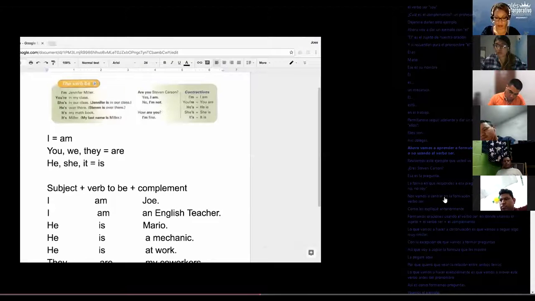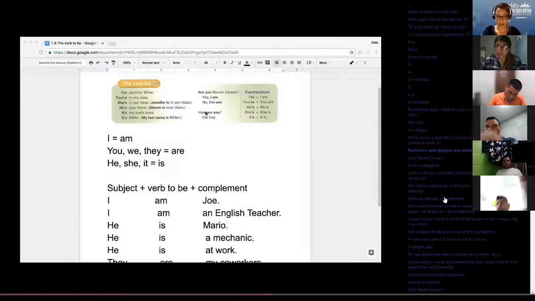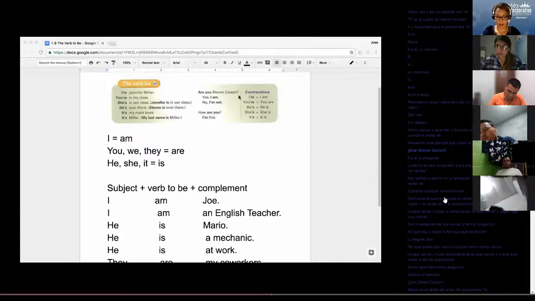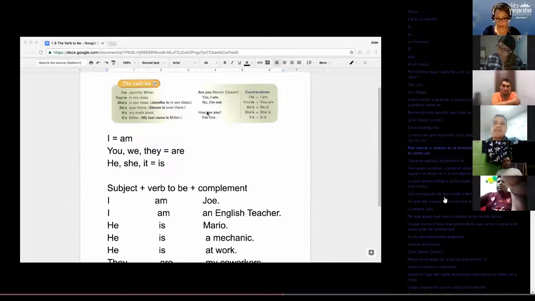Now let's learn how to form yes or no questions using the verb to be. Let's look at this example that you see here on this chart. Are you Steven Carson? That's a question. The way you respond to that question is by saying, yes, I am, or no, I'm not. Then there's one last question there. How are you? We're going to focus on forming these yes and no questions using the verb to be.